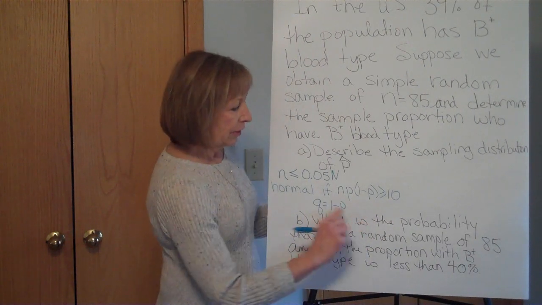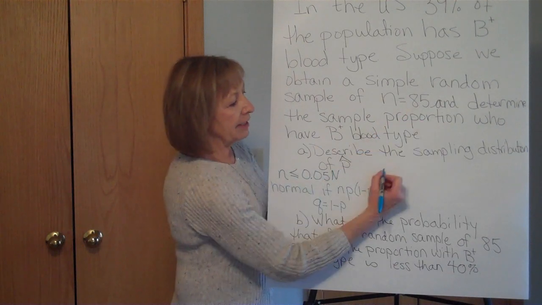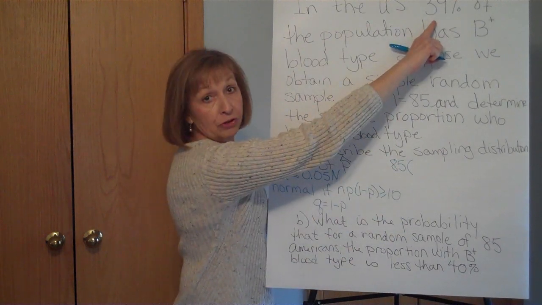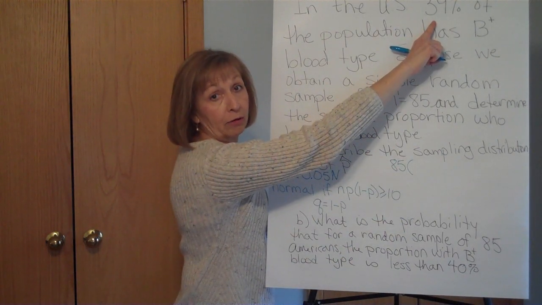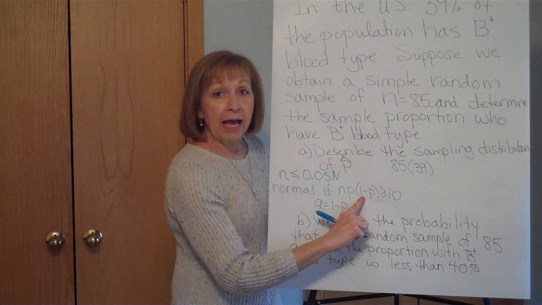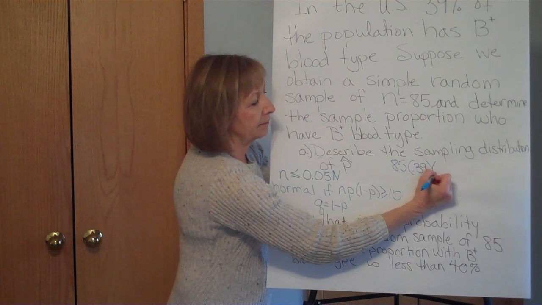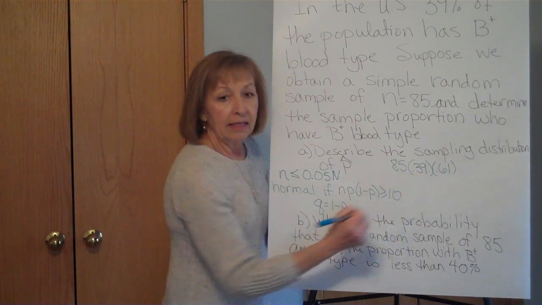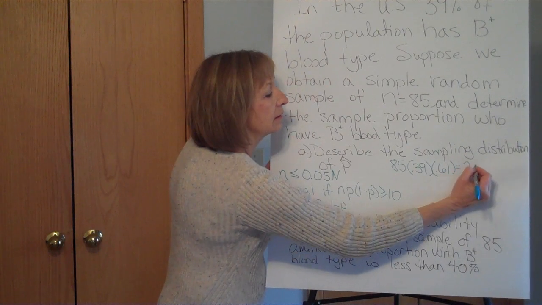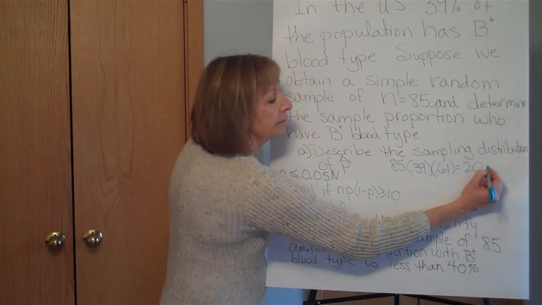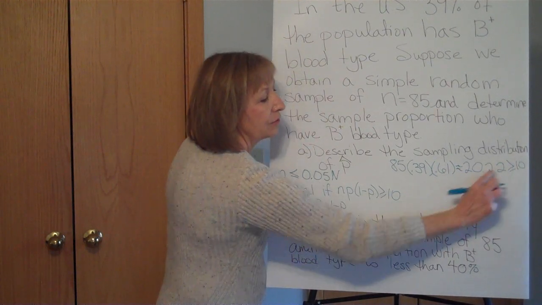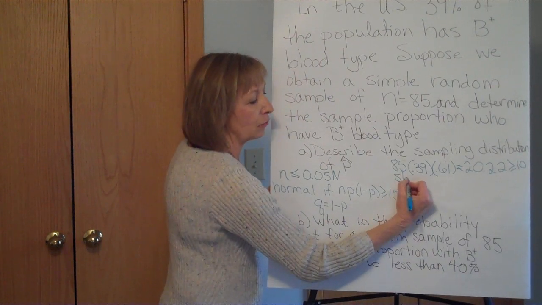Okay, let's check that part. So n in our situation is 85. P, the proportion of the population, is 39% or 0.39. And then 1 subtract 0.39 is 0.61. And when we multiply those numbers together, we get about 20.22, which is greater than or equal to 10. So since that's bigger than 10, our shape is normal.